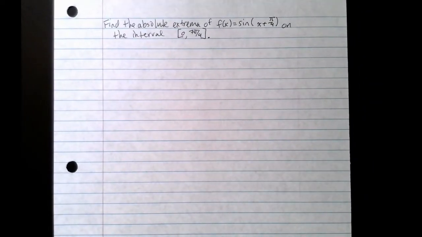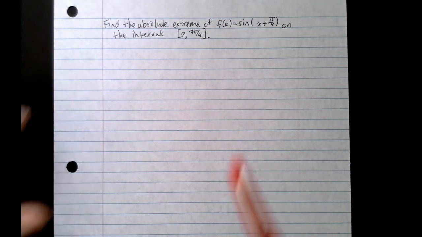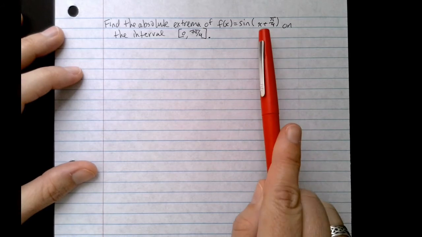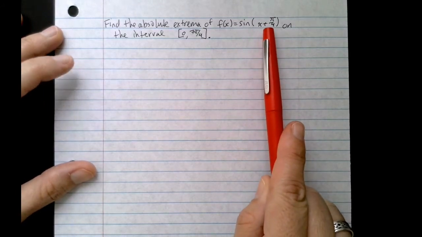Find the absolute extrema of f of x equals sine of x plus pi over 4 on the closed interval from 0 to 7 pi over 4. First step is to figure out, does the extreme value theorem apply? Well, this is my sine wave, and all that's been done is it's shifted to the left pi over 4.